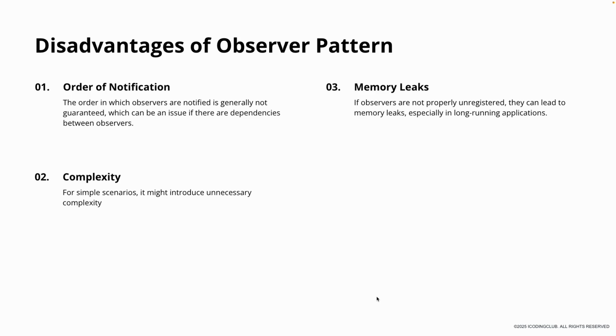are not able to do the unsubscribing part in the right way, then that can result in some memory leaks. And the complexity: for a simple application, the observer pattern or publish-subscribe model puts in a lot of complexity and might not be necessary. It's only useful in applications which are medium or large size. It's definitely very useful in large applications, right? So these are a few advantages and disadvantages of the observer pattern.